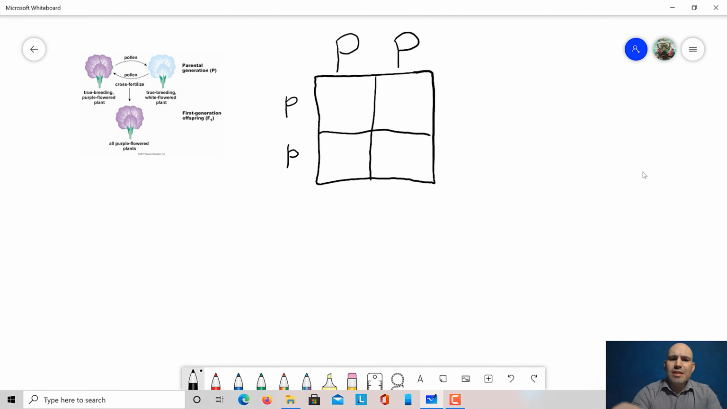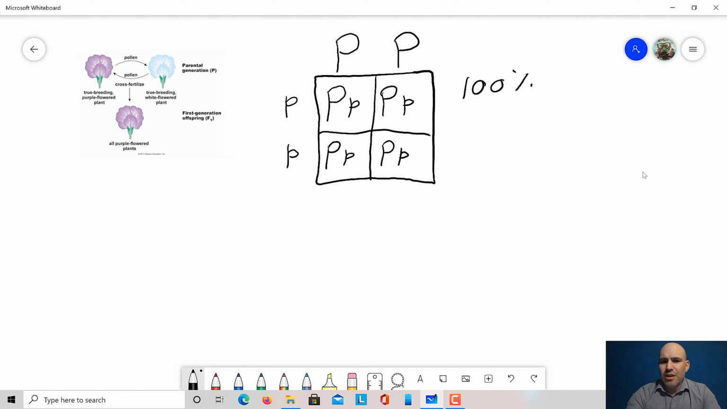So let's say that that first square is going to be fertilized. That's that big P and that little p. And let's fill all of these in. We always like to put the capital letter first before the lowercase, mainly because it looks nice, and we also want to have consistency. Okay, so now if we look at this, it does not matter which gamete fertilized which egg. No matter what, 100% of the offspring are going to be a big P, little p.